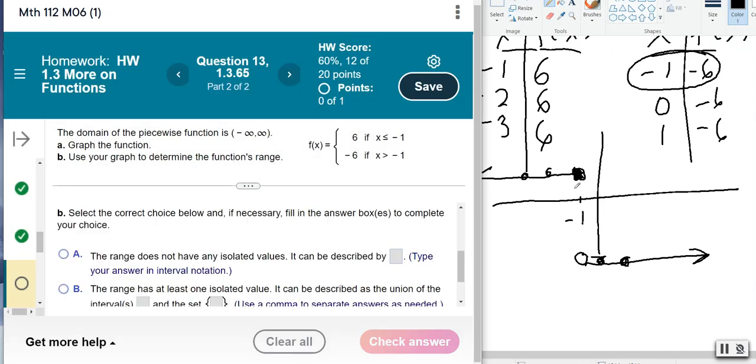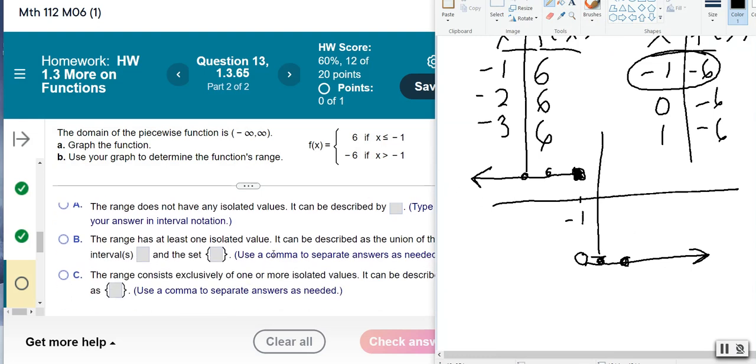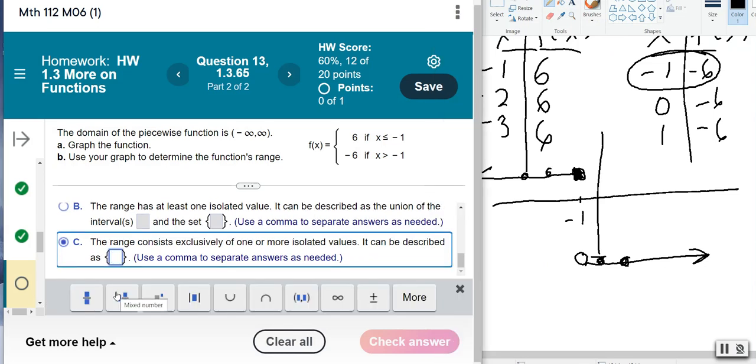Now, there's only two values that y can be. Look, it crosses y down here at -6, and it crosses y up here at 6. There are lots of gaps on this graph. Only these two y values. So we have more than one, what they call an isolated value. So the single value of -6 and the single value of 6. So I just list -6 and 6.